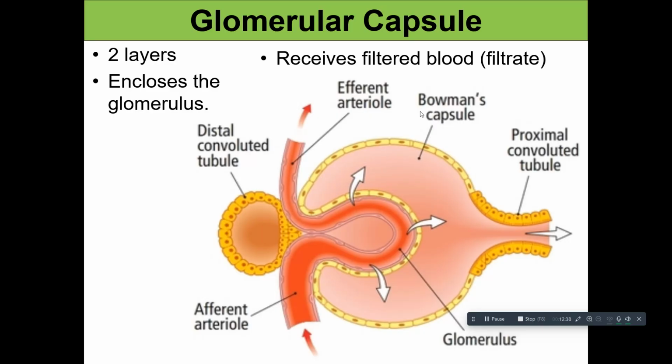All right, let's talk about that glomerular capsule for a second. The glomerular capsule encloses the glomerulus. The glomerulus is the ball of capillaries here where filtration happens. The glomerular capsule is going to help the filtration occur, and it's going to receive the filtered blood, and that filtered blood is known as filtrate. And notice how we have an inner and an outer layer of the glomerular capsule, which is still sometimes called the Bowman's capsule, which is its old-fashioned name. Notice also how the glomerular capsule empties into the proximal convoluted tubule.